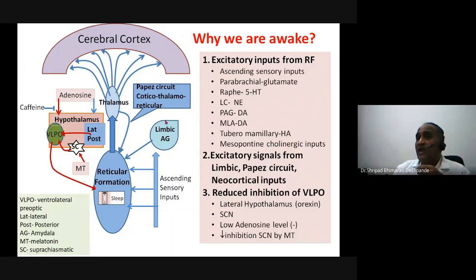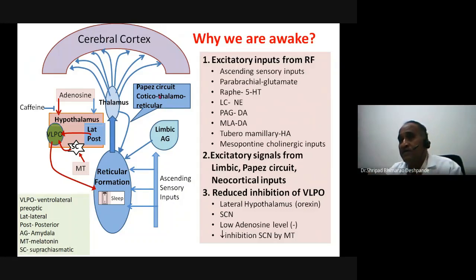Third component, we have the limbic component, the amygdala and the hippocampus. All those things activate the reticular formation that keeps us awake. If you are having some emotional disturbance, or some other thing which is bothering you, they will try to activate this reticular formation, and they will produce arousal.